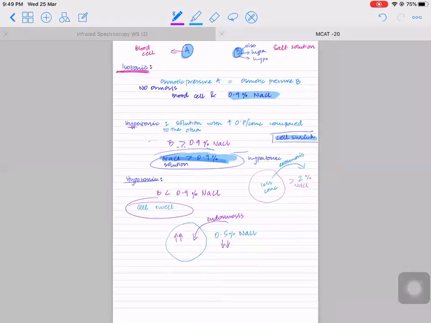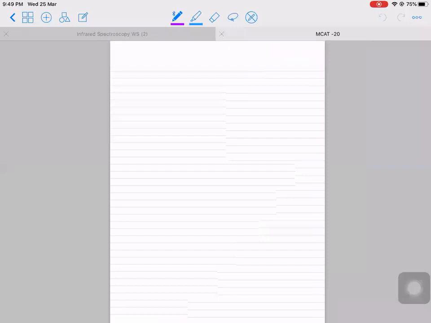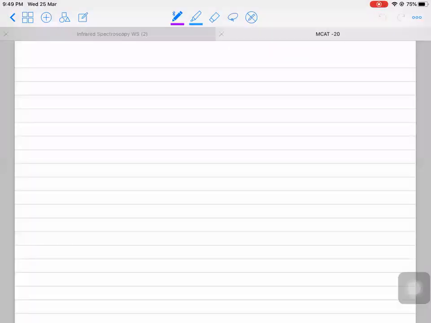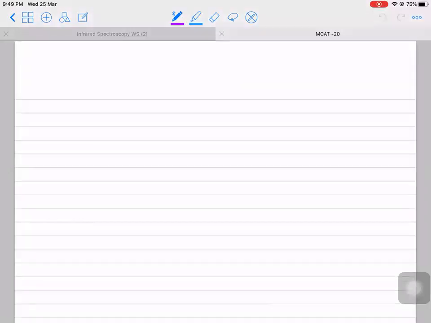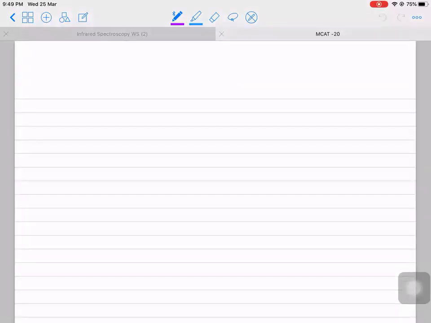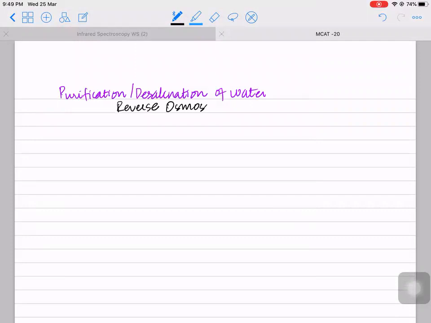So this is done. Now let's see the application of osmotic pressure or osmosis. This is used for purification of water. We can use this for purification or desalination of water, and the method we use is called reverse osmosis. So this is helpful for purification of water. How? Let's say we have this right here.